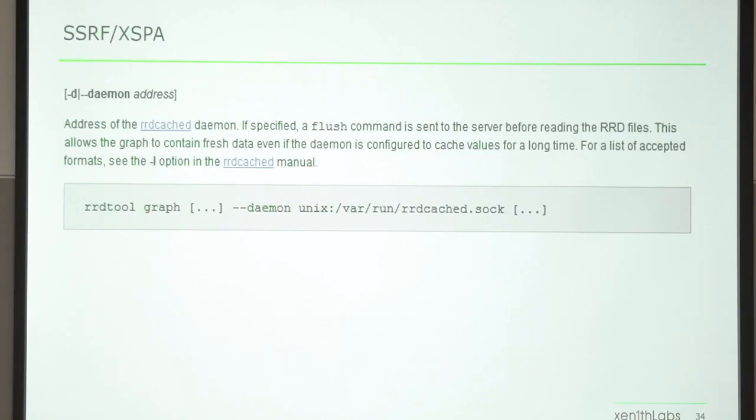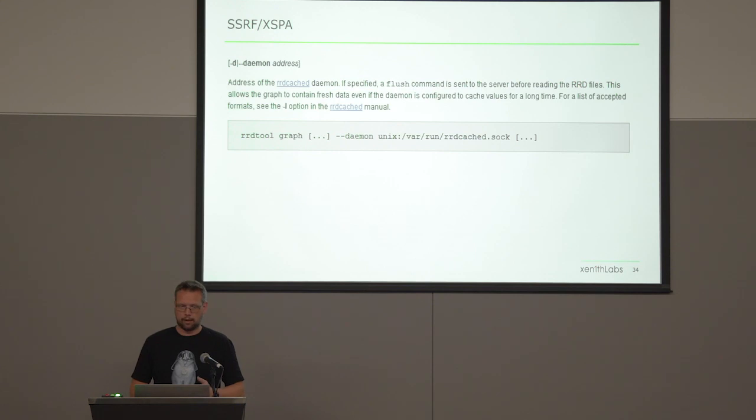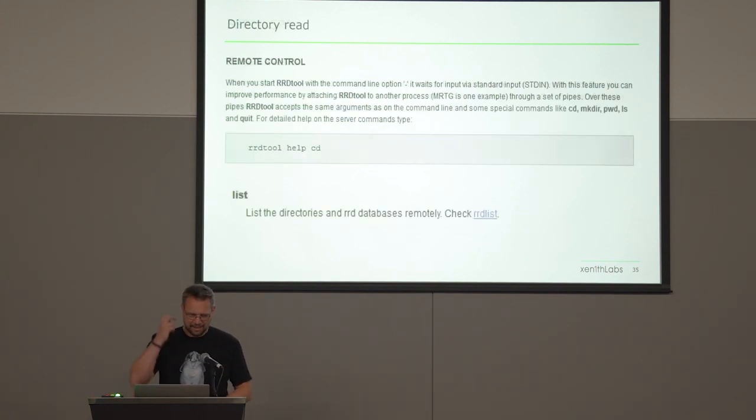Server-side request forgery. You can specify a daemon address, both as a Unix socket, but also as an IP port pair. You can connect to it. I haven't looked at whether or not you could potentially make this connect to yourself and then feed it some interesting data to manipulate what the tool does based on what's in the database. I think that might be an interesting thing to look at. I will talk a little bit about future research at the end.